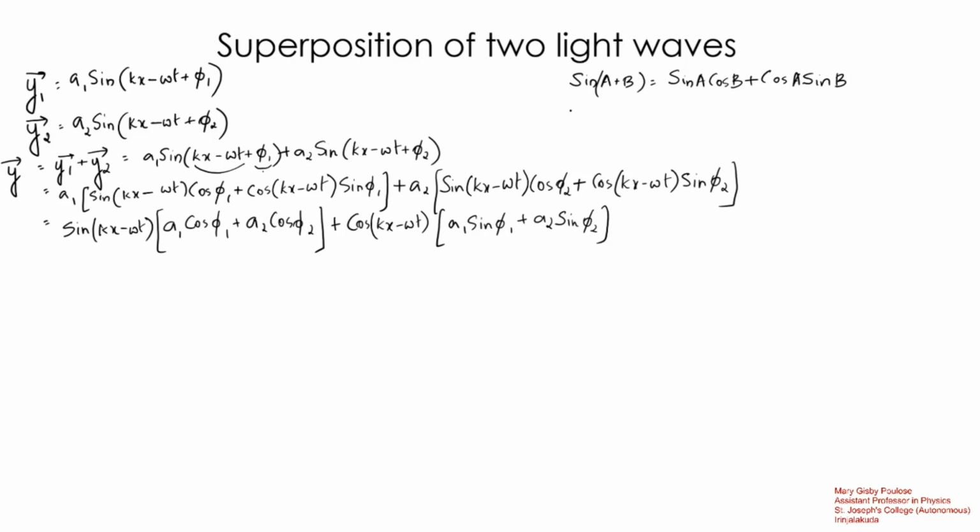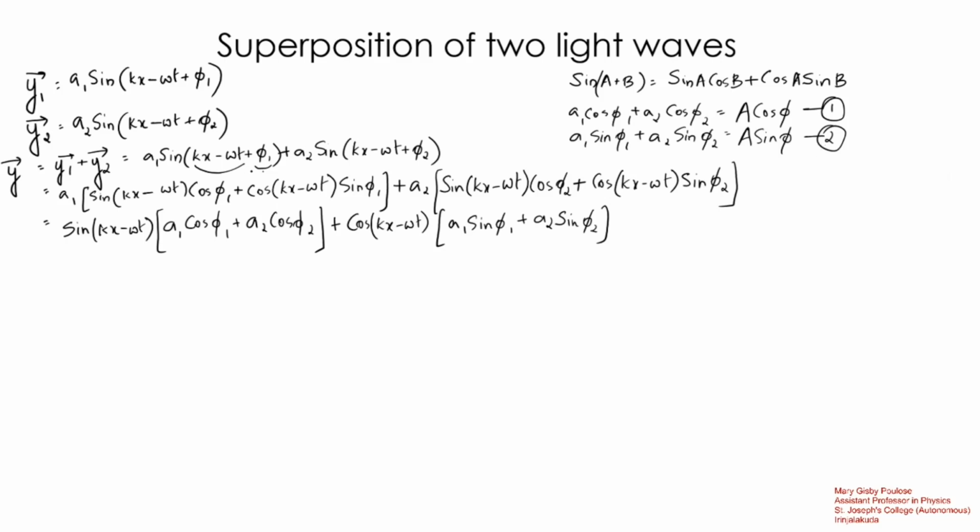Generalizing, we get A1 cos phi 1 plus A2 cos phi 2. It is written as the generalized term A cos phi. Let this be equation 1. And A1 sin phi 1 plus A2 sin phi 2 is equal to A sin phi. Let this be your second equation.